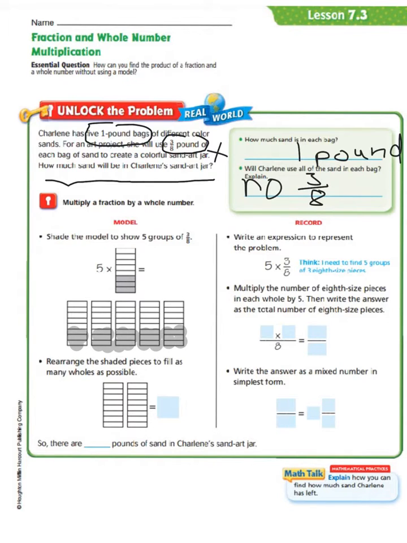Okay, so we have shaded 3/8 here, 3/8 here, 3/8 here, 3/8 here, and 3/8 here. Now we can rearrange the shaded pieces to fill as many holes as possible. We know we have 1, 2, 3, 4, 5, 6, 7, 8 in each of these down here. So if we have 3/8, we would shade 3/8 down here. Okay, that's 3/8. Now we also have 3/8 in this group, so we're going to shade another 3 within this. Okay, so far we have 6/8 shaded.